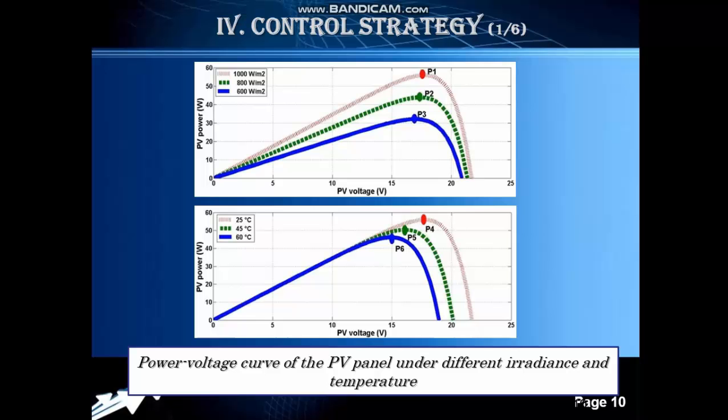So the first output chosen is the derivative of PV power with respect to PV voltage that must converge to 0 in order to exploit exactly the maximum power produced by the PVG.